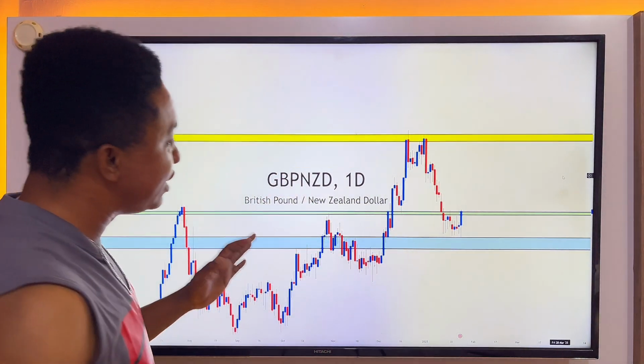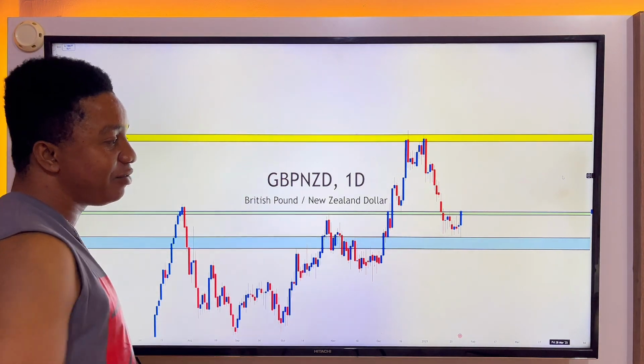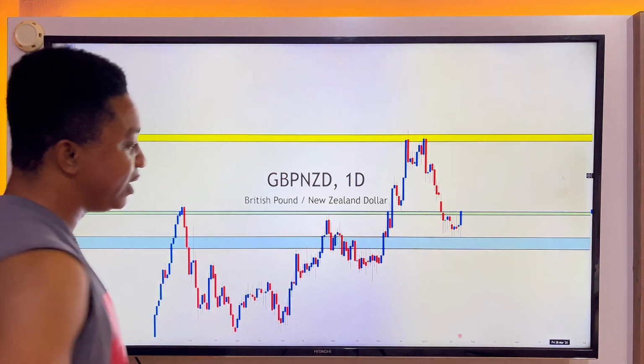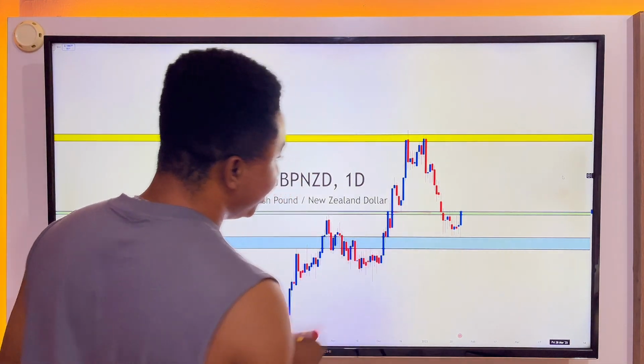Alright, so this is GBPNZD on the daily time frame. Now the daily time frame, let's explain as well. So we have our daily mid-range over here.